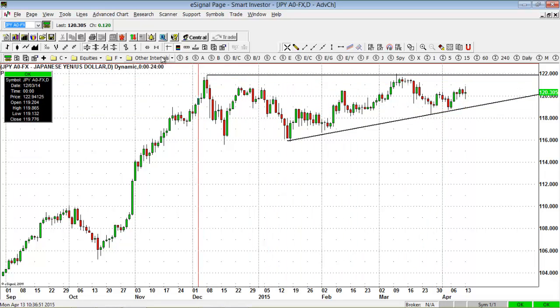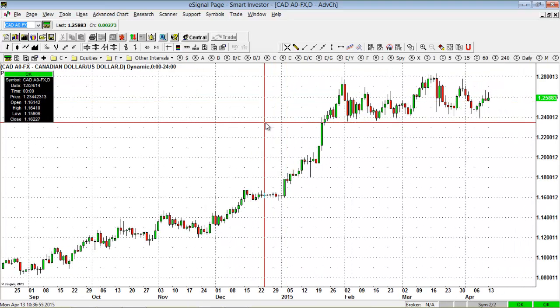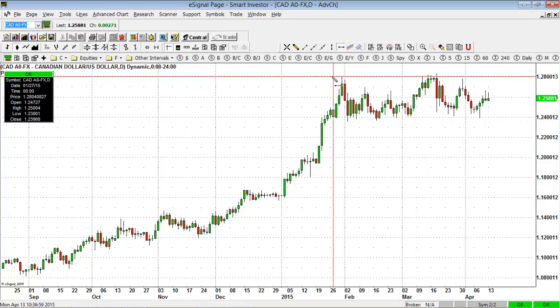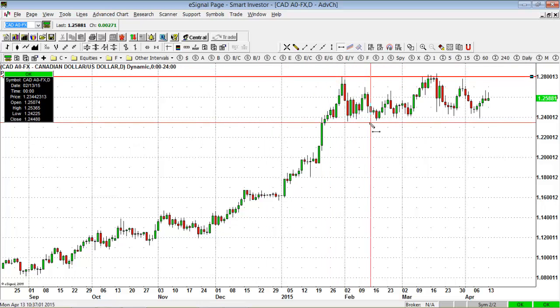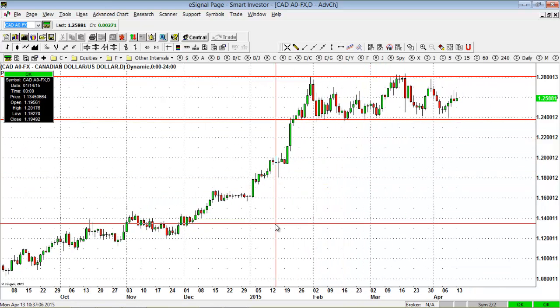Okay, another market that's in consolidation is the Canadian dollar, and we're in a channel here, as you can see. 128 is the high, and the low is at 124. So we're looking to see which area this market breaks.